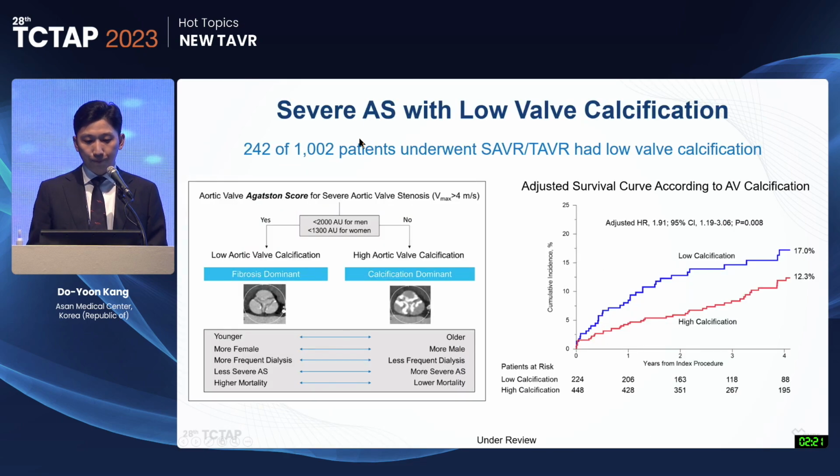The last is severe aortic stenosis with low valvular calcification, which is under review. Patients who underwent surgical or transcatheter AVR and had lower valve calcification had a higher incidence of death even after the AVR procedure. The causal mechanism is not very definite, but it is very hypothesis-generating research.